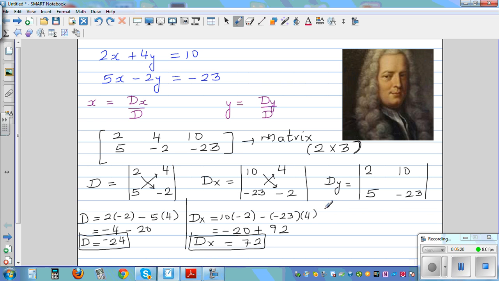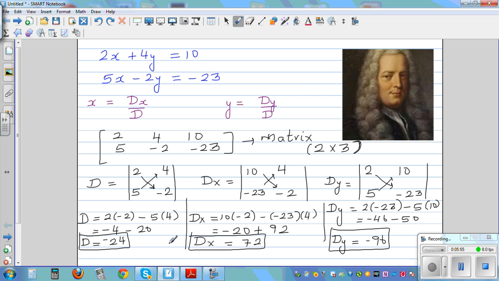Okay, and finally dy. Do the same process, cross multiply, you multiply this two, take away this two, so this is 2 times negative 23, take away 5 times 10, so this is minus 46 minus 50. So your dy, determinant of y, is minus 96. The process is initially tedious. If you make one mistake, the whole thing will be wrong. So let's use the formula.